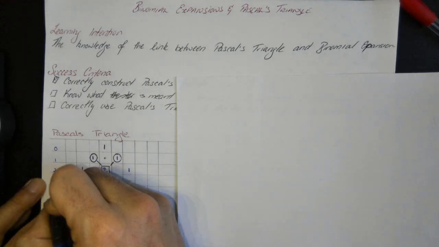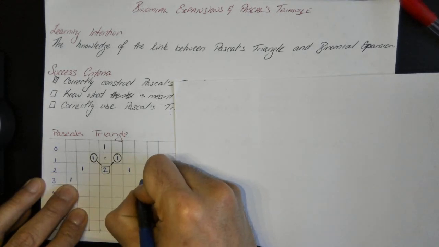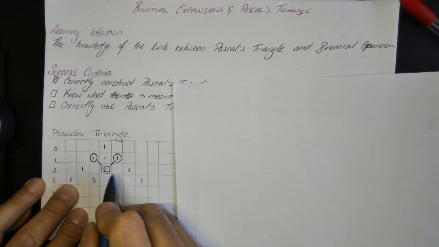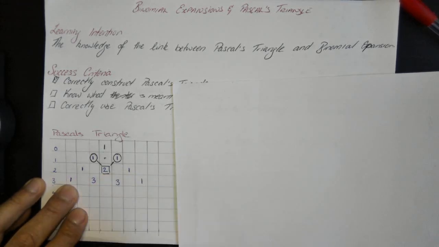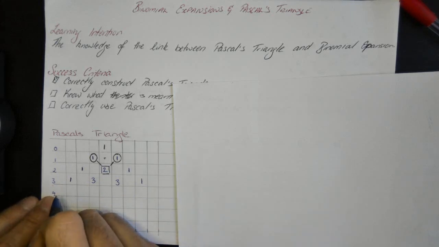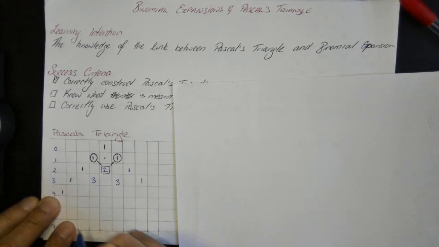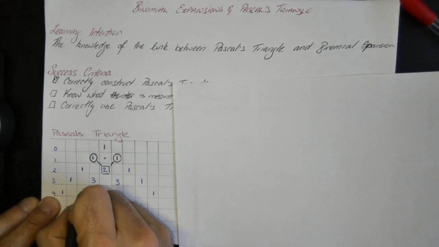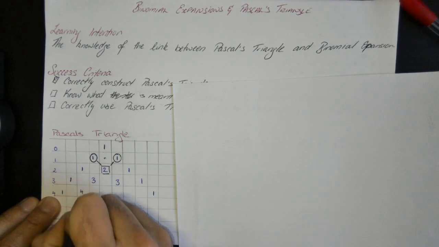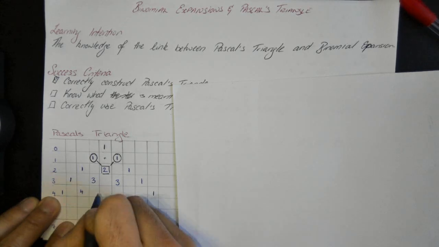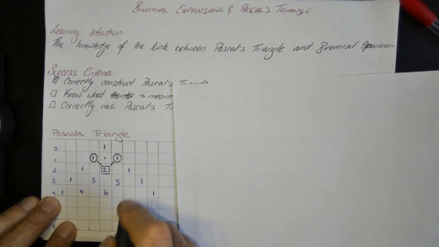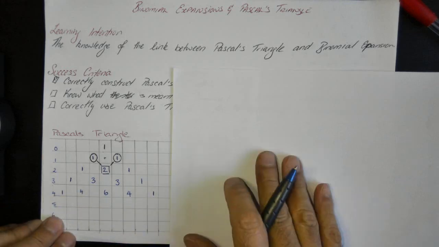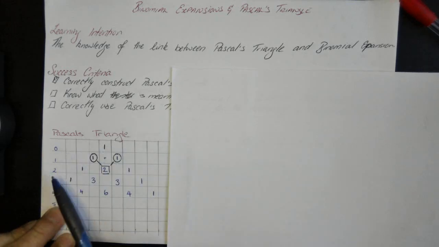Okay, so we keep going out with 1. 1 plus 2 equals 3, and 2 plus 1 equals 3. I'll go out one more time. 1 plus 3 equals 4, and 3 plus 3 equals 6, and 3 plus 1 equals 4. That's basically Pascal's triangle, and you can keep going.